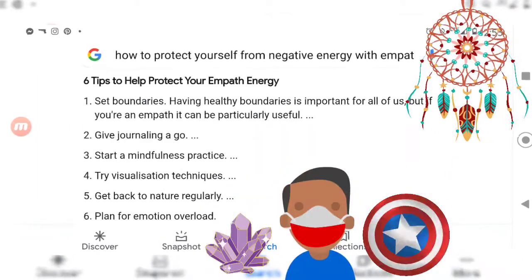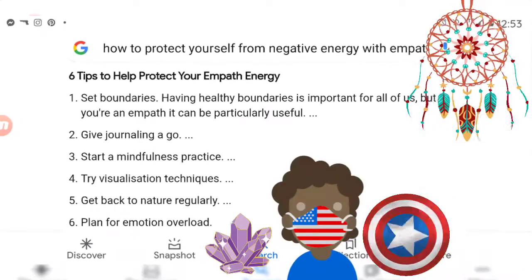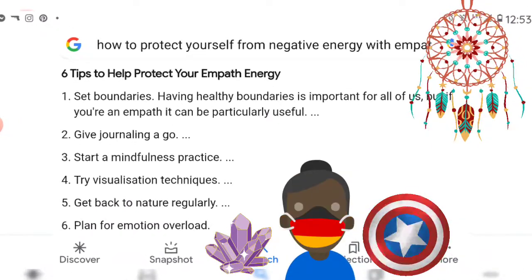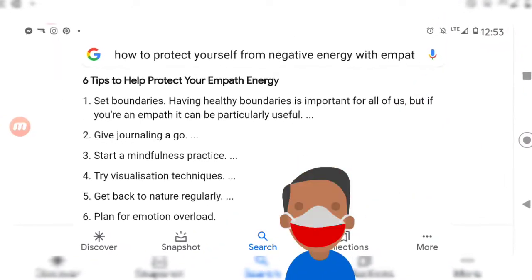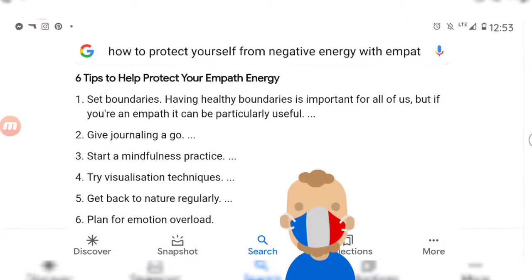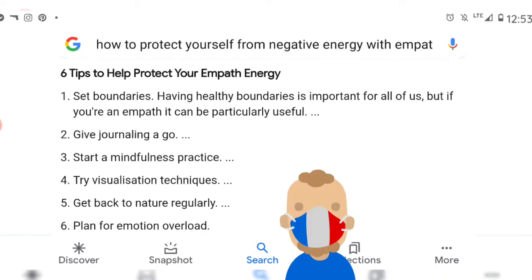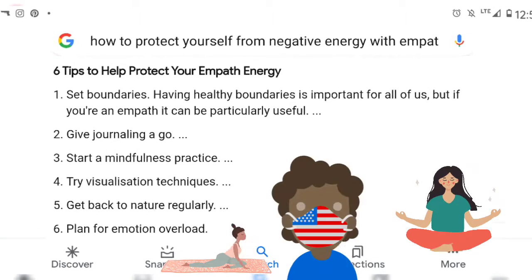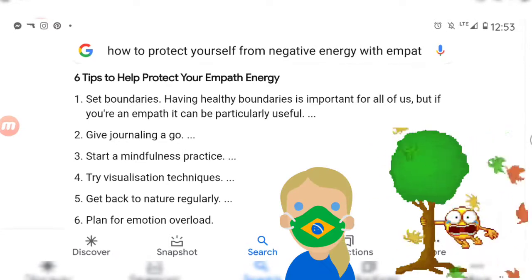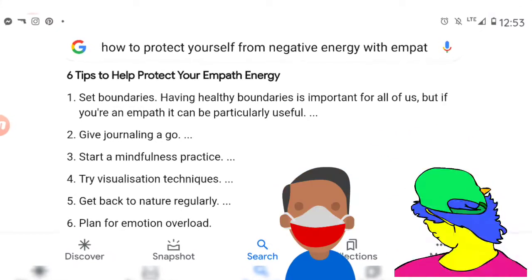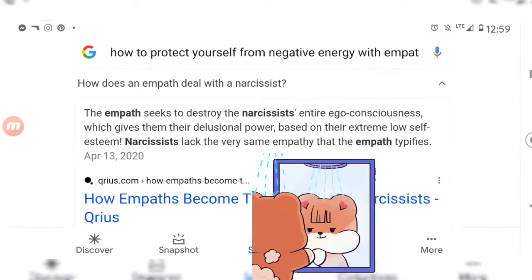How to protect yourself from negative energy with empathy. 6 tips to help protect your empath energy. Set boundaries. Having healthy boundaries is important for all of us, but if you're an empath, it can be particularly useful. Give journaling a go. Start a mindfulness practice. Try visualization techniques. Get back to nature regularly. Plan for emotion overload.